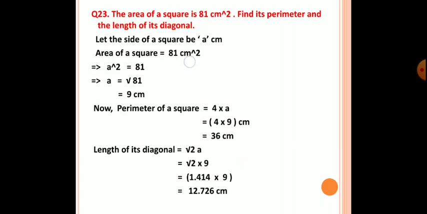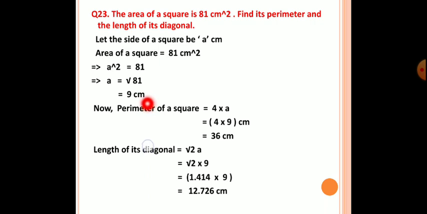Next, question number 23. The area of a square is 81 centimeters square. Find its perimeter and the length of its diagonal. So let the side of the square be a centimeter once again. So area of a square is equal to 81 centimeters square. So let us write the formula, which is a square equals 81. Therefore a equals root over of 81, which is 9 centimeter.